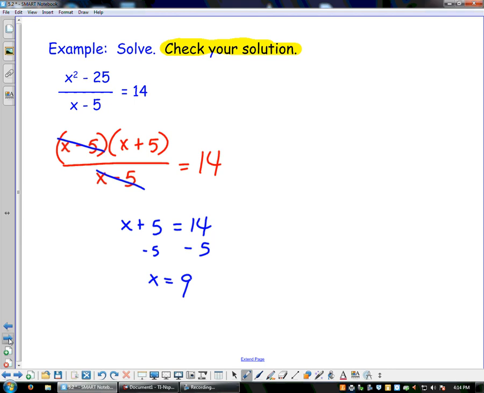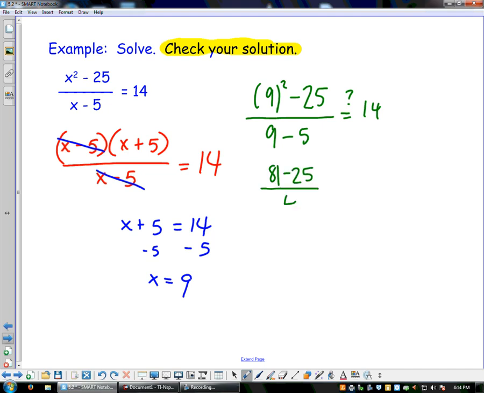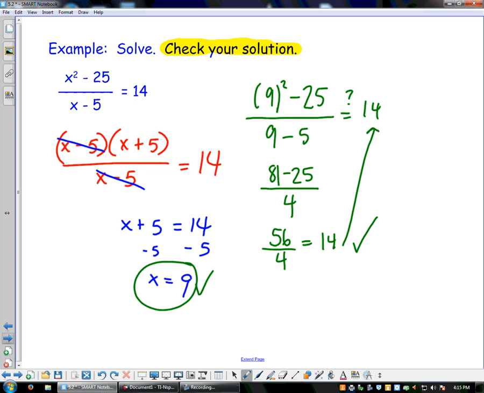And we should probably check that. You always want to make sure that you check your solution here to make sure it satisfies the original. So if x is 9, I'm going to have 9 squared minus 25 divided by 9 minus 5. I want to know, is that equal to 14? Well, 9 squared is 81, so I have 81 minus 25 over 4, or 81 minus 25 is going to give me a 56 over 4, which is equal to 14, so it equals the original, so this is a solution. x equals 9 works for my original equation.